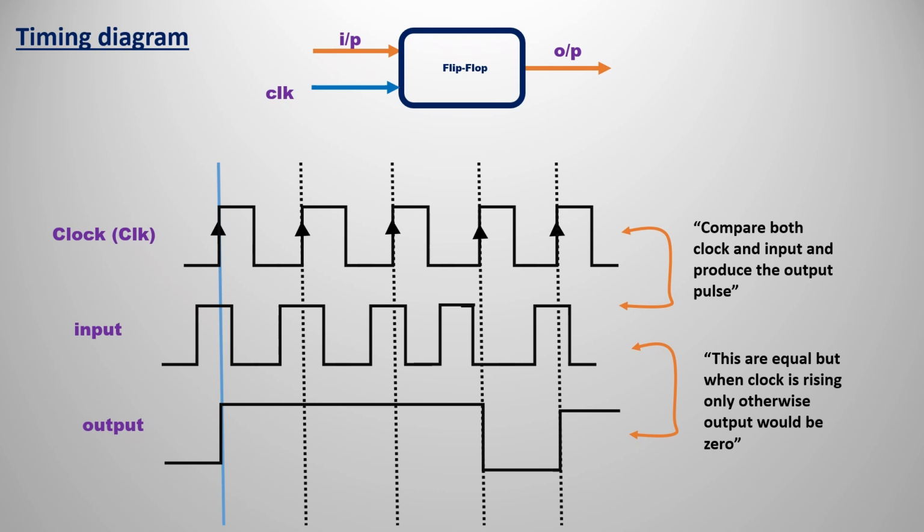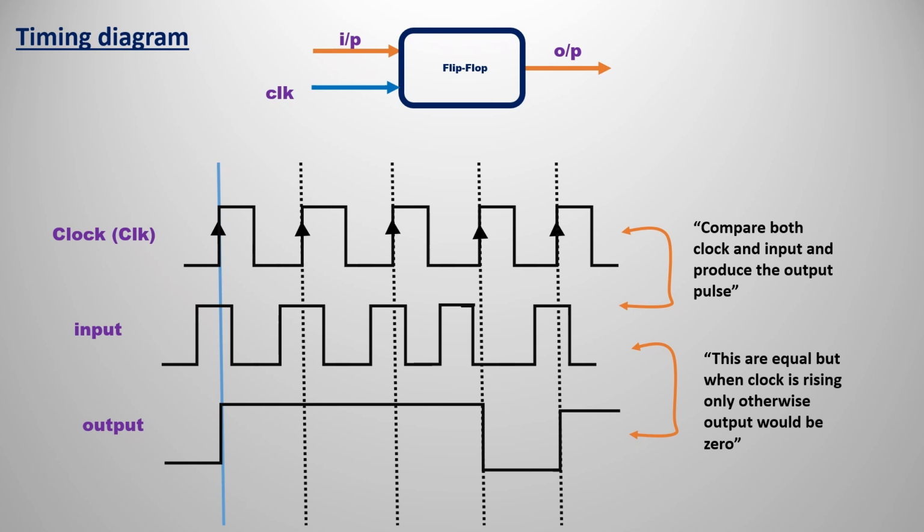Then you are going to see the next rising edge in the clock, that is the second pulse we have. If you compare in the same line, the input is high, so we have the high in the output. If you compare the third rising edge, the input is also high, again high, so we are going to have the output again high.